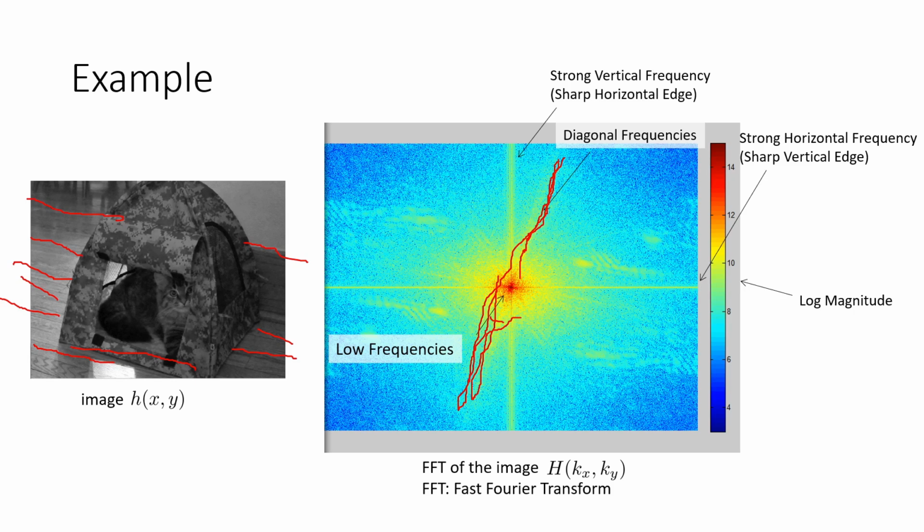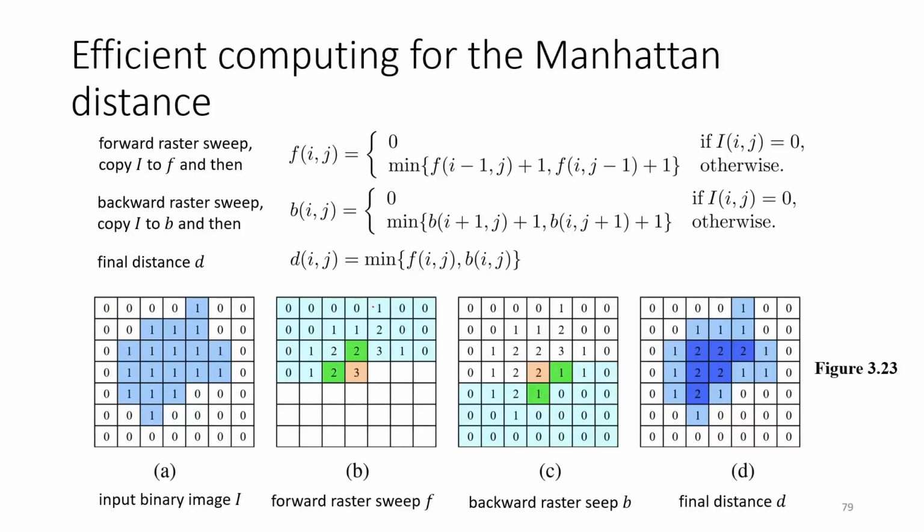Okay, and here I also mentioned something. When you look at this, we call this the fast Fourier transform of the image. And what is the fast Fourier transform? The fast Fourier transform, just remember, is an efficient method to calculate the result, right?